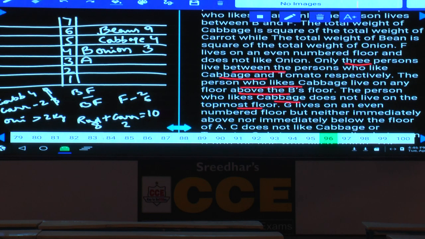Between cabbage and tomato, there must be exactly 3, and the one who likes tomato must be on the 1st floor. Cabbage we have done with. And carrot is 2.